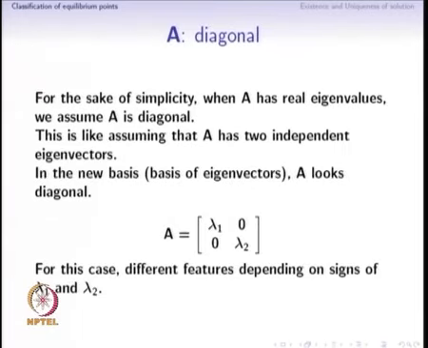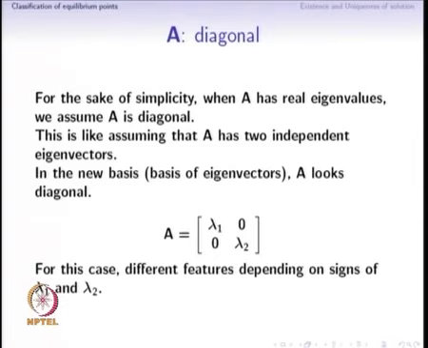We will start with the situation that when A has real eigenvalues, A is already diagonal. This is like assuming that A has two independent eigenvectors. Because it has two independent eigenvectors, in a new basis, in which basis? In the basis comprising of the eigenvectors, A looks diagonal, which we also say A is diagonalizable. So, in this new basis, A already looks diagonal. That is the reason that we are assuming this situation.